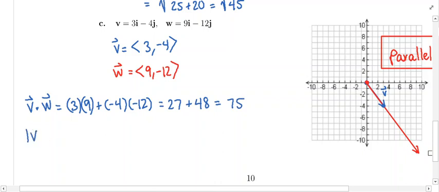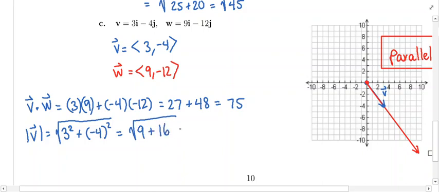Now I need to get the magnitudes. For the magnitude of V, we need to square the components, so we're going to have 3 squared and -4 squared, add these up, and take the square root. So this is going to be the square root of 9 plus 16, which is the square root of 25. The magnitude of vector V is 5.